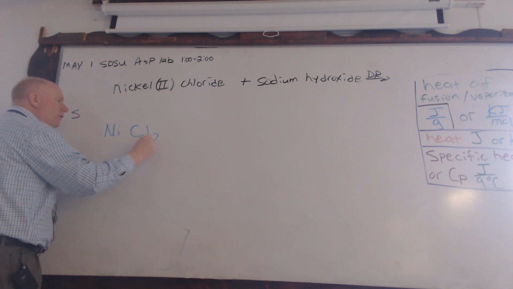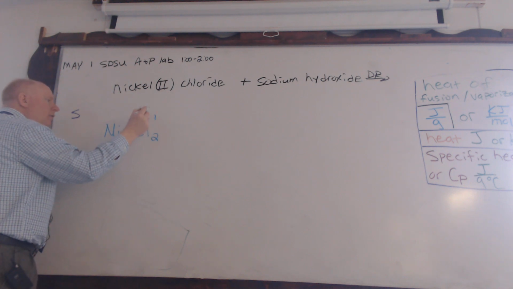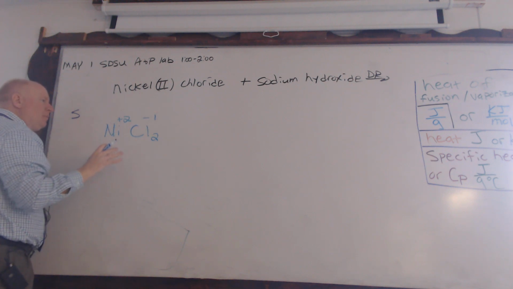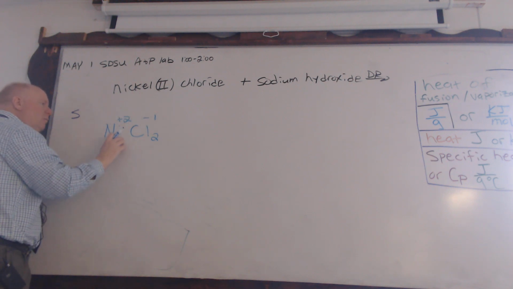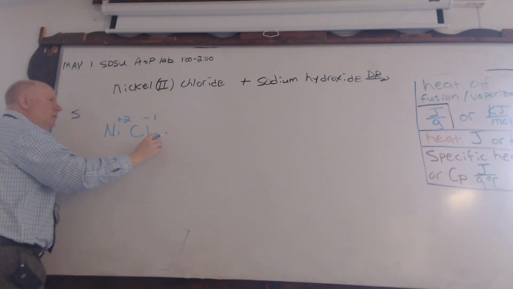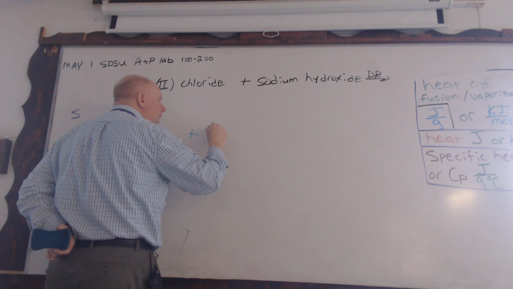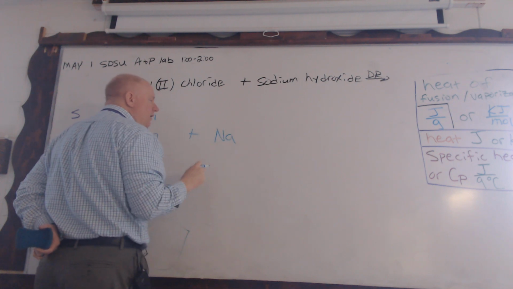Okay, and then of course this is Cl, this is -1, that's +2. The least common multiple between them is 2. 2 divided by 2 is 1. 2 divided by 1 gives you 2. Okay? What is sodium? What is hydroxide?